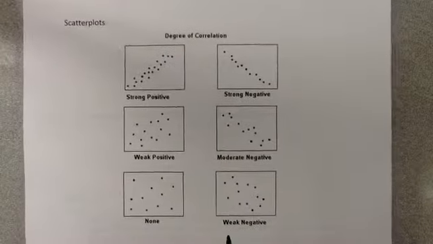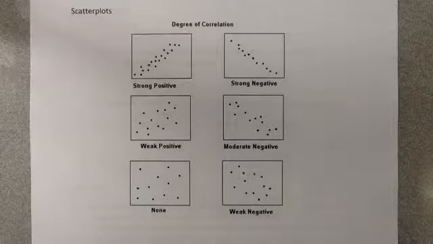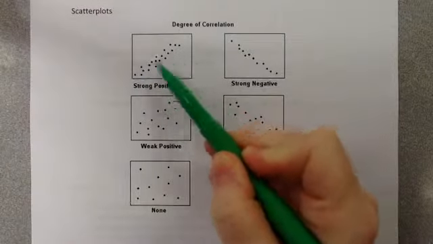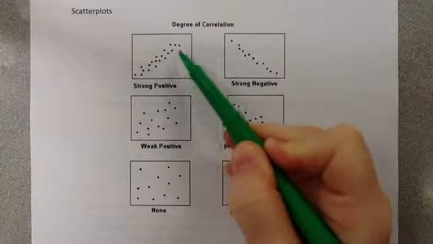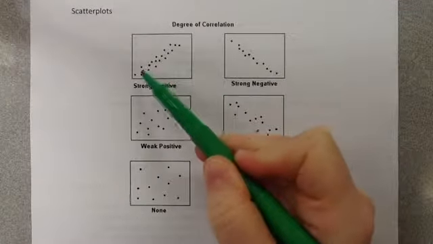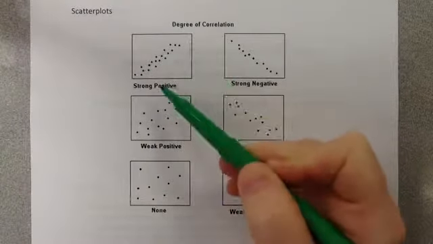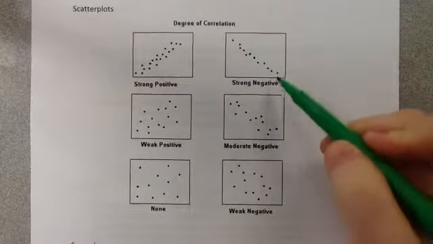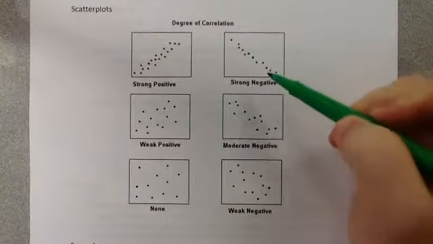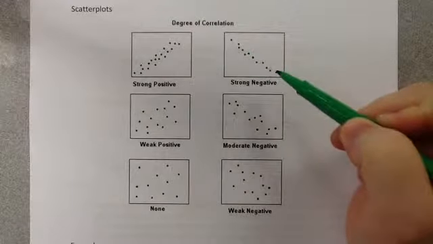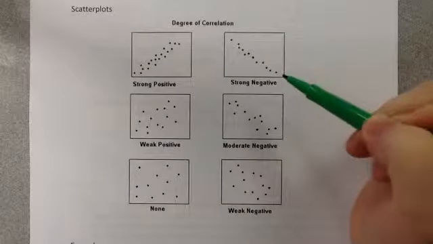Let's talk about some scatter plots now. If all of our data is really close together and we can see a nice line, it means that it is a strong correlation and it's heading in the positive direction. So this would be a strong positive. On the opposite side, all of our data is really grouped together. I can really see a nice line here, and it's heading in the negative, so strong negative.